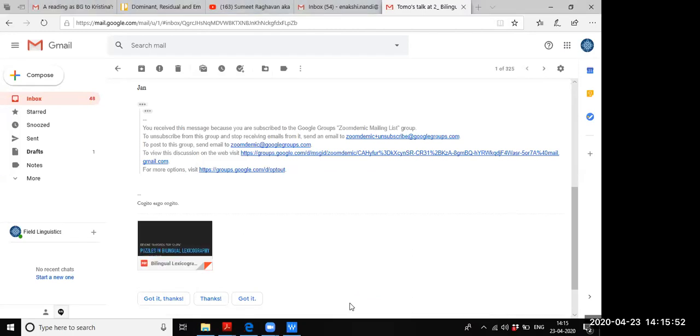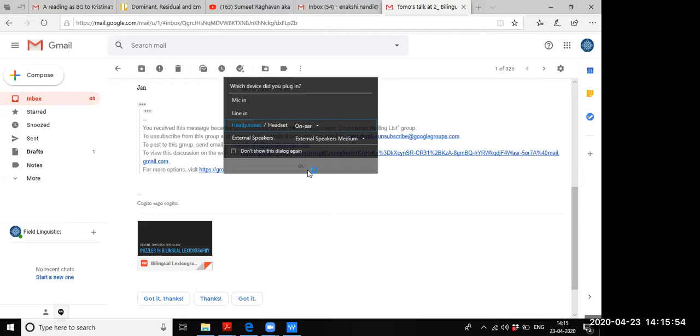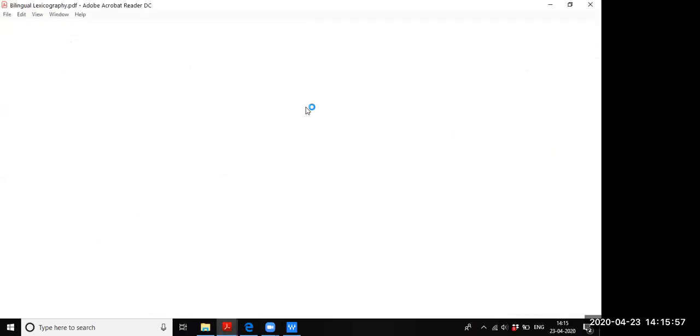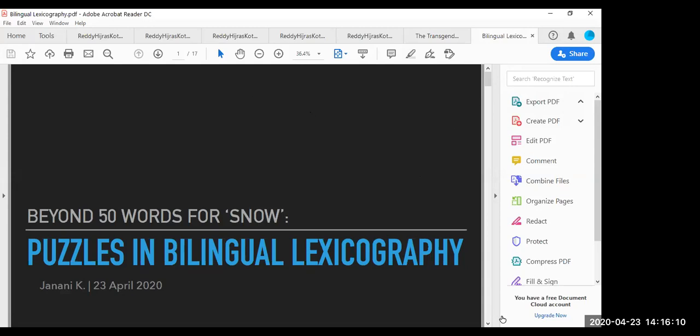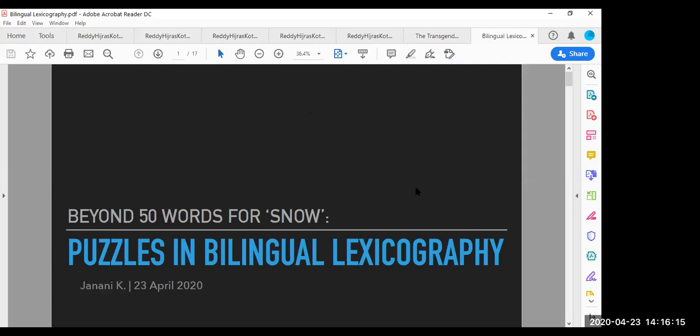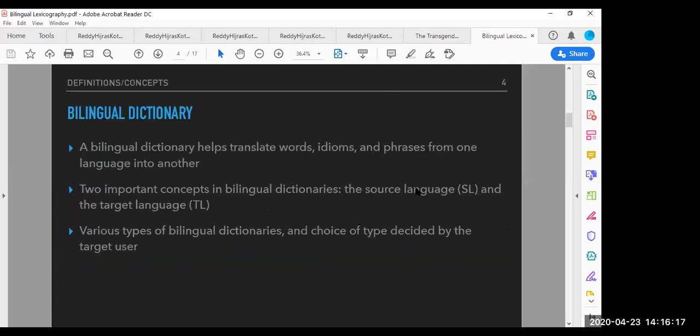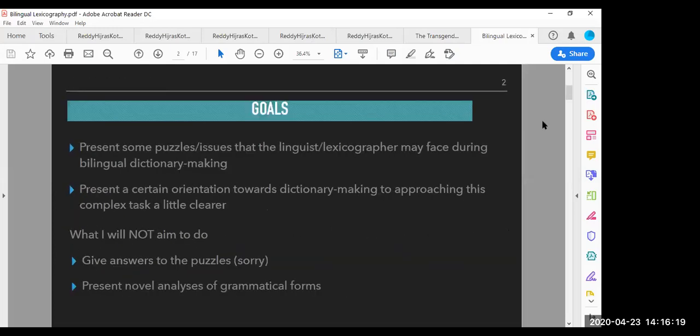So initially my talk was just very bland, bilingual lexicography, but I have now renamed it, Beyond 50 Words for Snow: Puzzles in Bilingual Lexicography. So what I'm hoping to achieve, slide please. Next slide, yeah. Okay. So what I'm seeking to achieve through this talk, these are my goals.